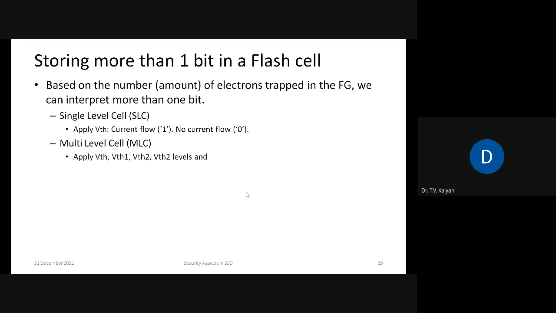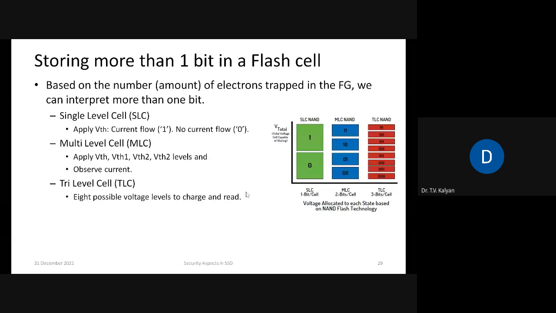In multi-level cell, instead of 1 threshold voltage, we have 4 of them, VTH 0, 1, 2, and 3. Sorry for the typo. And for whatever threshold voltage we observe current, we would interpret that as 0 0, 0 1, 1 0, or 1 1. And the same concept has been extended to have a triple-level cell, wherein there are 8 possible threshold voltages, and we give each threshold voltage one at a time and see when the current flow is happening at the flash cell.